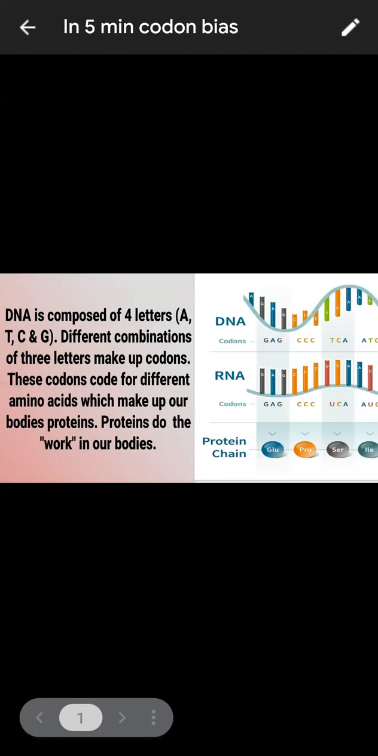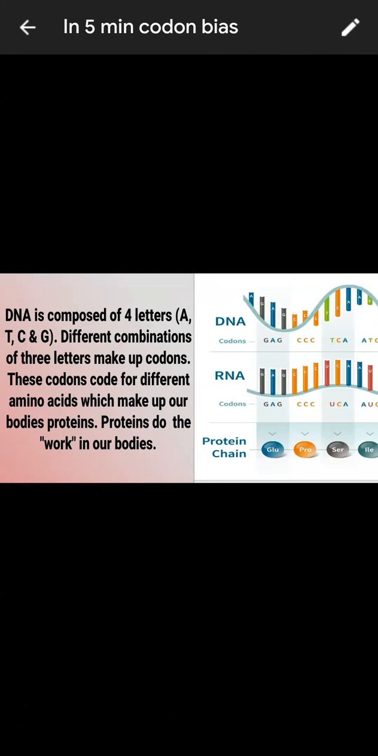This is Von Mancha. Thank you for joining me for an episode in 5 minutes as we discuss how codon bias defeats evolution. In this first slide, you note that DNA is composed of 4 letters, A, T, C, and G, and different combinations of 3 letters make up codons.